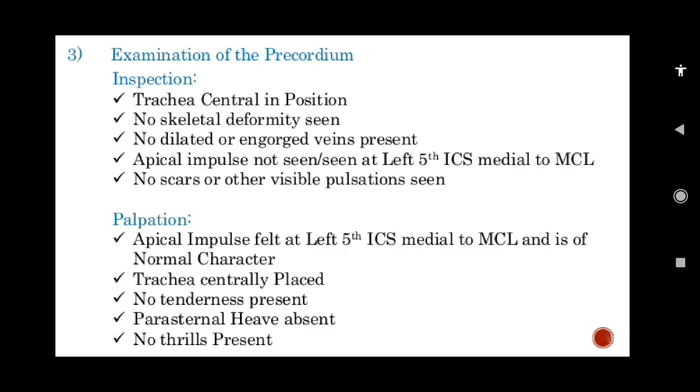After writing this line, you mention all these things, and then go to the examination of the precordium. The points which I have shown you in the previous slides, you have to write in sentence form. So the trachea is central in position, no skeletal deformity, no dilated or engorged veins, apical pulse not seen or seen at left fifth intercostal space, and no scars or other visible pulsations. These five in inspection, and then in palpation you have to write exactly where it is felt. Apical impulse or apex beat felt at left fifth intercostal space and is of normal character. Trachea centrally placed, no tenderness, parasternal heave absent, and no thrills present.